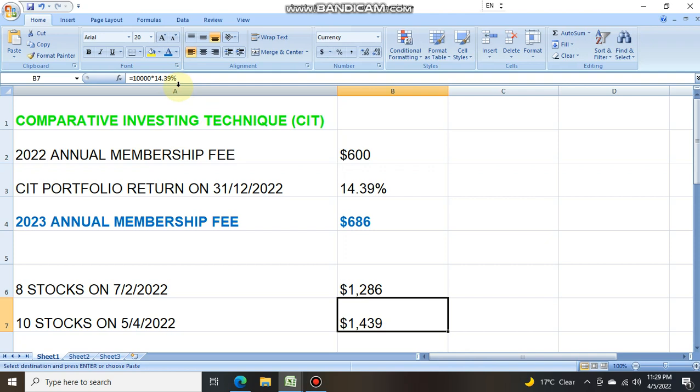Meaning to say, the earlier you join CIT as our member, the earlier you get to construct a larger portfolio as compared to those who join later. And because you have a larger portfolio, your actual return will be higher as compared to those who join later. At the same time, you also pay a lower membership fee as compared to those who join later.